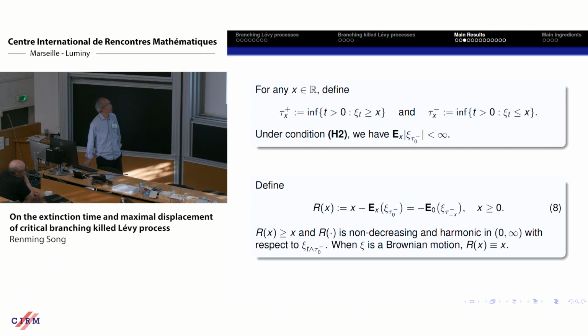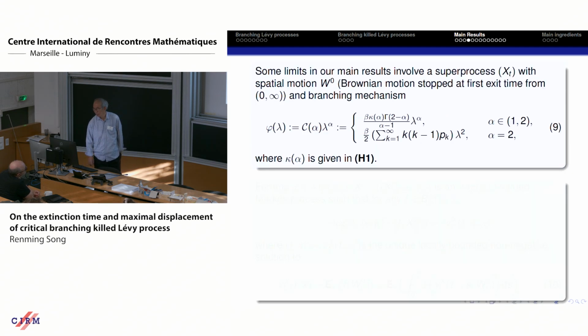Okay? And this function R is going to appear in the statement of some of our results. Also, not only are we going to try to get our result, for some of the results we're going to try to give probabilistic interpretations. So some of the limits in our main result will be written in terms of a super process. Okay? So we're going to try to give some explanation of this probabilistic interpretation of our limit.